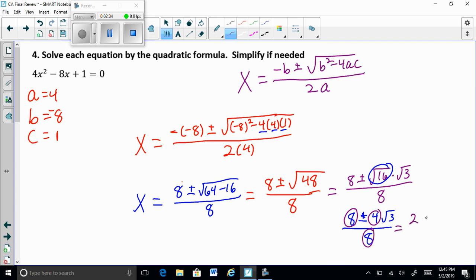So 4 goes into 8 twice, plus or minus. 4 turns into a 1, so you actually don't need to write it. You just put square root of 3. And then the denominator 8 turns into a 2. And that is our answer for the quadratic formula right there. So you've got to plug them in, do the simplifying, and that's what we want to end up with.